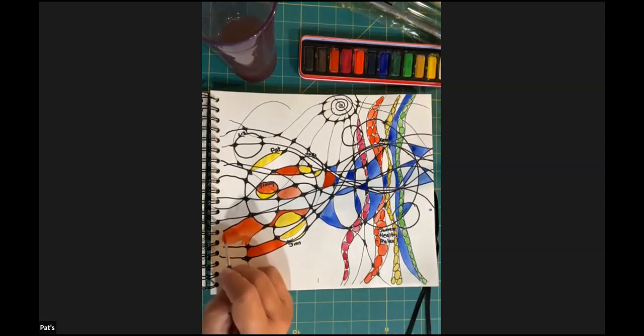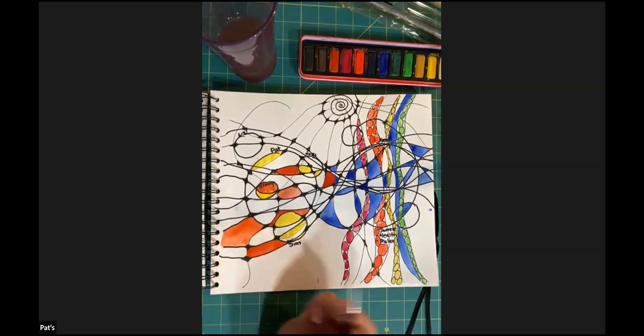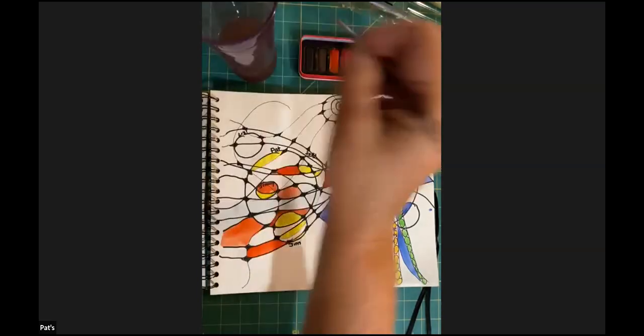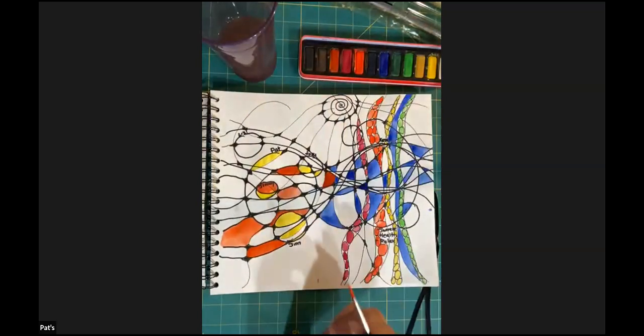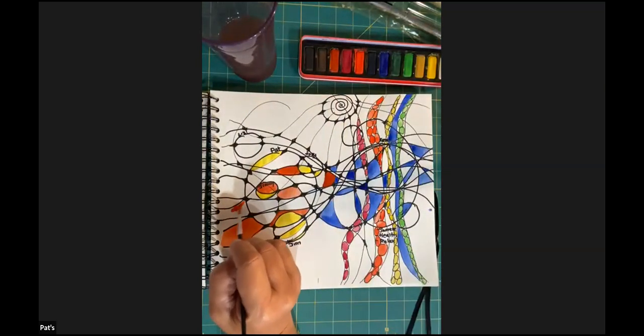Can you use a watercolor, Pat? Yeah, I'm just using watercolor. I figured for this one, I'll try some watercolor. I like the watercolor. I'm working on black, so watercolor doesn't work for me.